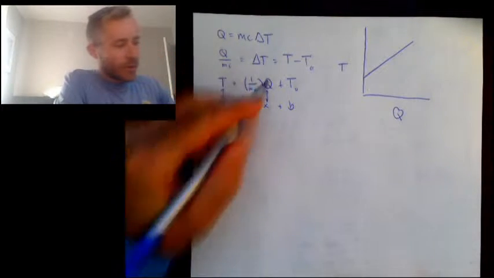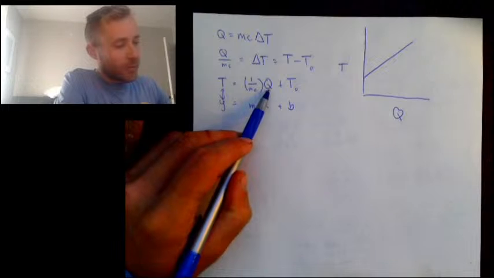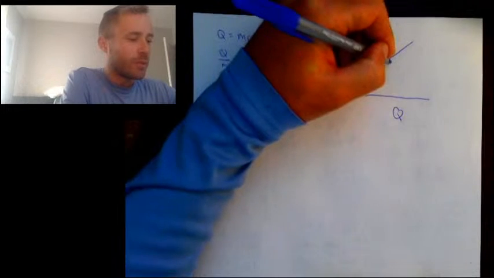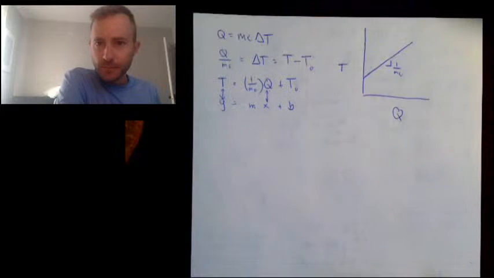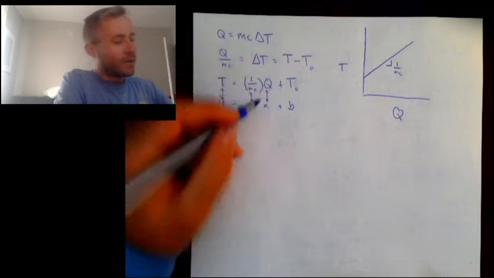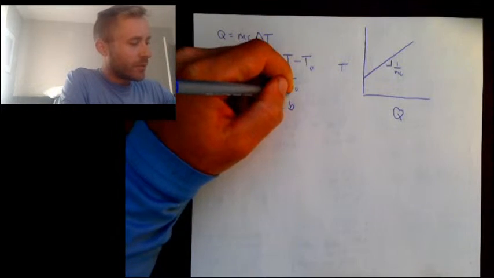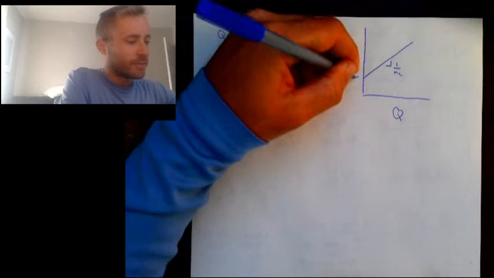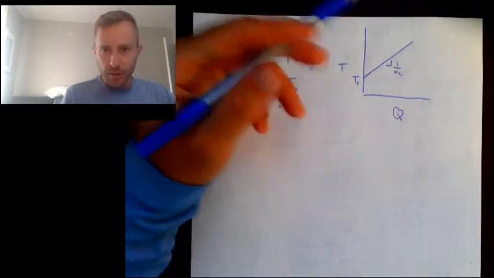And the number in front of x is the slope. So similarly, the number in front of q is the slope. So the slope of this line is 1 over mc. All right. And then the number that's added on to the end is the intercept. So the intercept is the initial temperature. All right. So this is when you are not changing phases.